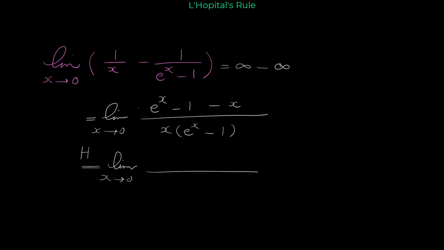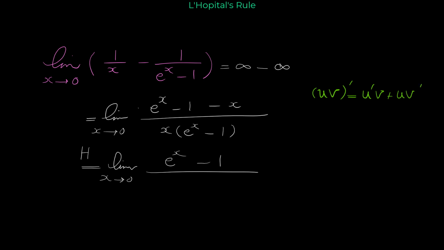The derivative of e to the x is e to the x. The derivative of 1 is 0, and the derivative of minus x is negative 1. So the derivative of the numerator is e to the x minus 1. But in the denominator, attention, you need to apply the product rule, because in the denominator we have x times e to the x minus 1. Let me remind you briefly of the product rule. If you have u times v, the derivative of u times v is u prime times v plus u v prime.